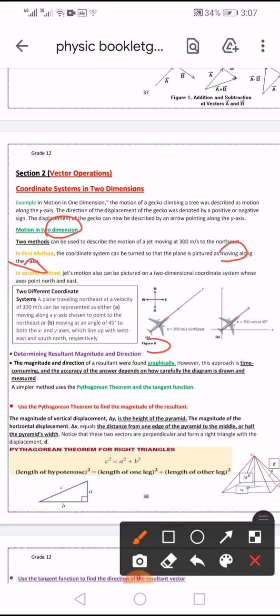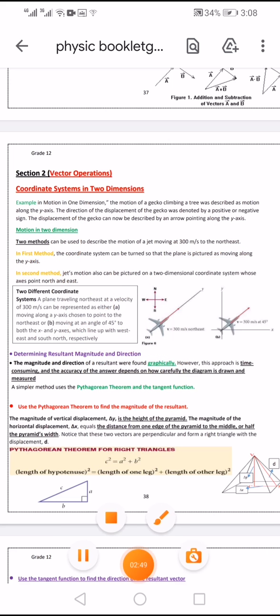When this airplane moves 300 meters per second to the northeast, I describe the movement of the plane using an arrow, and the direction which is north and east, like this, which is the northeast direction. This is the first method when I describe the motion of the plane to the northeast direction.